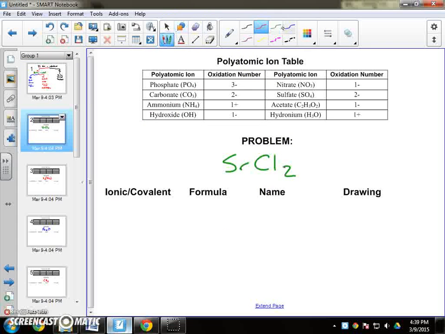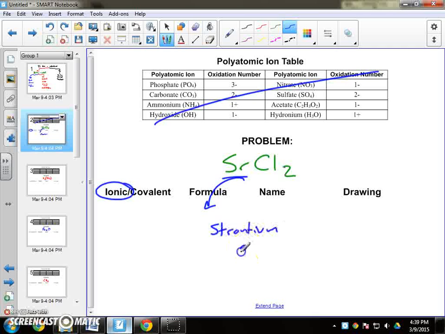SrCl2. My first thought should be, is there a polyatomic? Well, I only see 1 capital letter, so no, those are out of the question. So I look at Sr. I know that Sr happens to be a metal, an alkaline earth metal, so I know this is going to be ionic. My formula is obviously SrCl2, and naming this, being ionic, it's going to end up being strontium chloride. I do not have to worry about the number 2, because being ionic, I don't worry about the numbers.